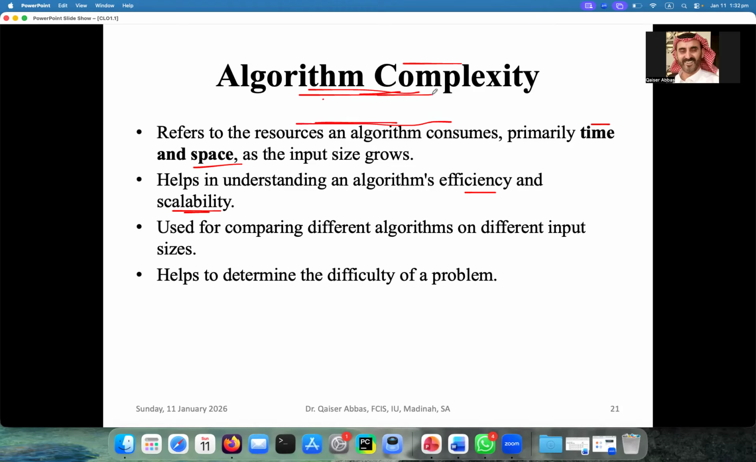Through this complexity, when you calculate the complexity of different algorithms, you can also compare these different algorithms on different input sizes. This is also a benefit of complexity. This slide is basically giving you the benefits and uses of calculating complexity.